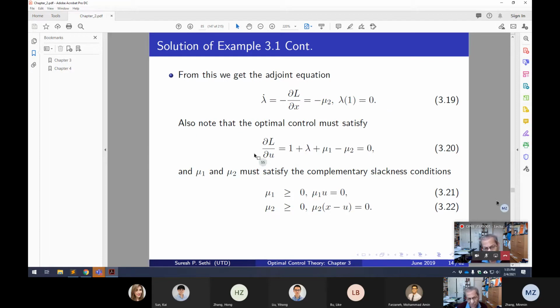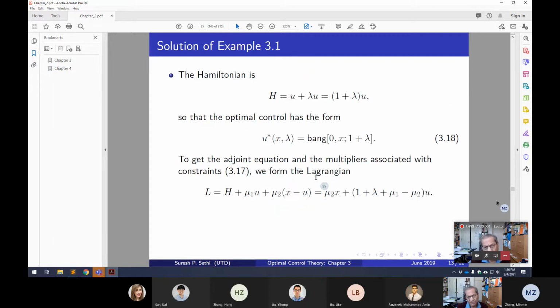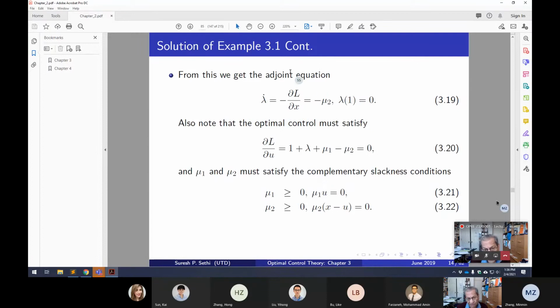And the first order condition of the Lagrangian must be satisfied. And mu1 has to be bigger than or equal to 0, mu1 u equal to 0, mu2 bigger than or equal to 0, mu2 times x minus u equal to 0. These are the complementary slackness conditions that have to be satisfied. So what we have done so far is we applied the recipe to this problem, and after applying the recipe, we have certain conditions. And we need to now figure out how to find the control that satisfies these conditions.